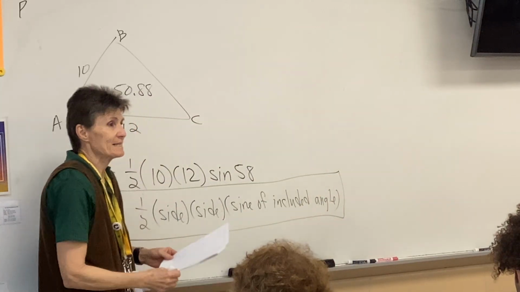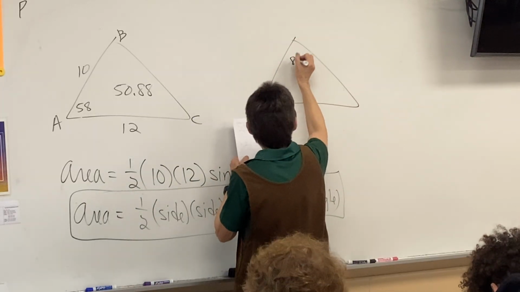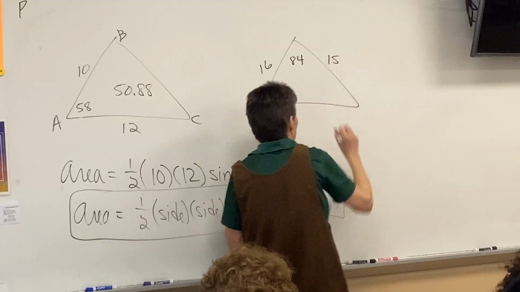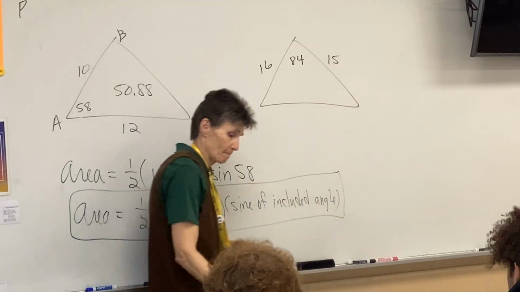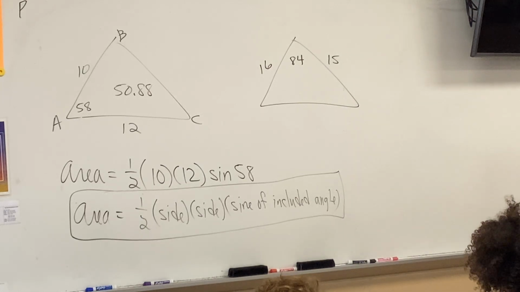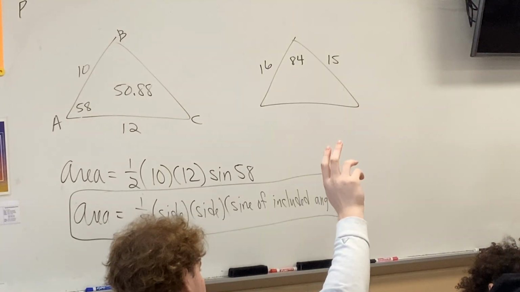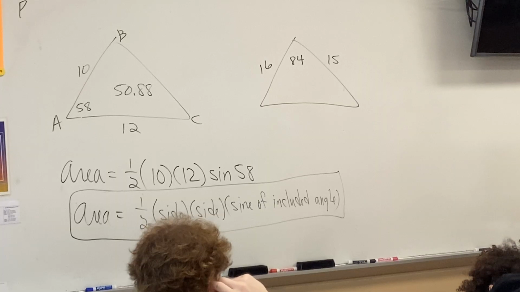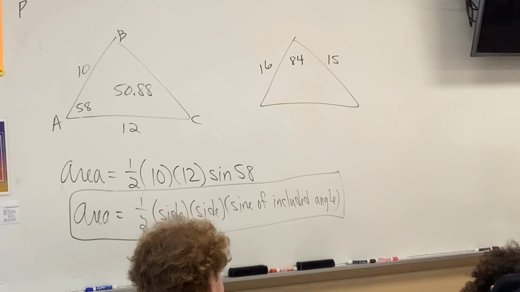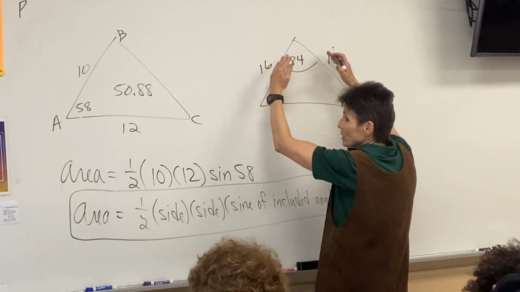All right, would you look at problem C? I have to find the area. I do not have all three sides, so I will not be using Heron's formula. What do I need for the other one? I need 2 sides and the angle in between. Do I have it? Yes, I have 2 sides and the angle in between them.